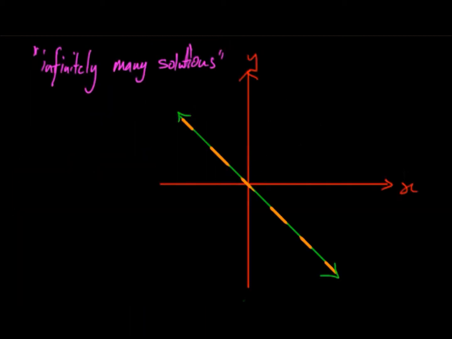So for the third case, infinitely many solutions, then they're going to be the same line. For that to occur, the gradients have to be the same, and also the translation has to be the same. So the plus c has to be the same.